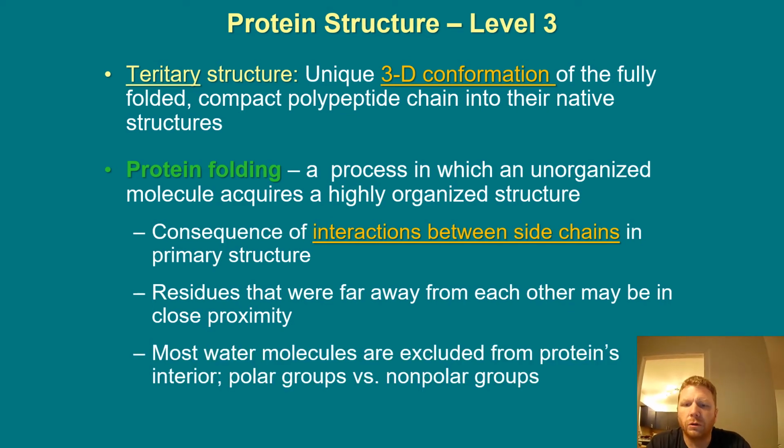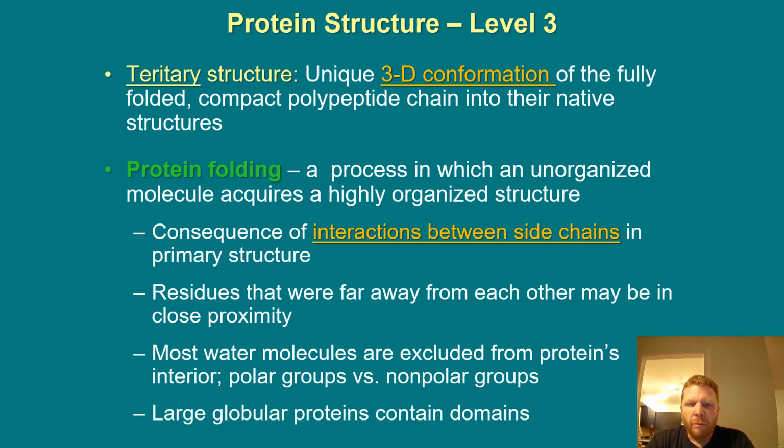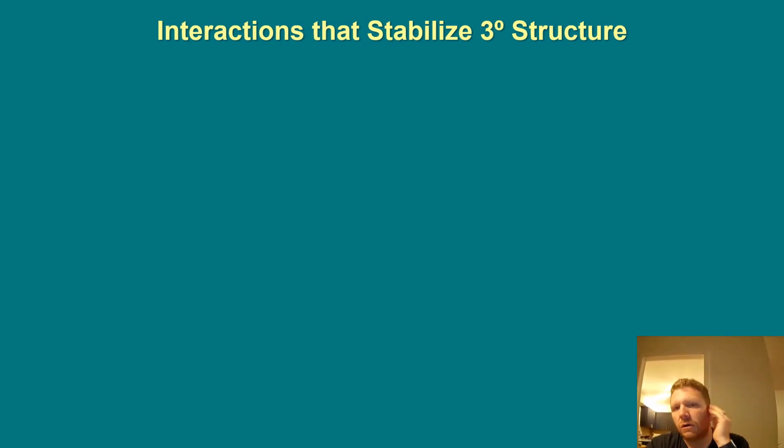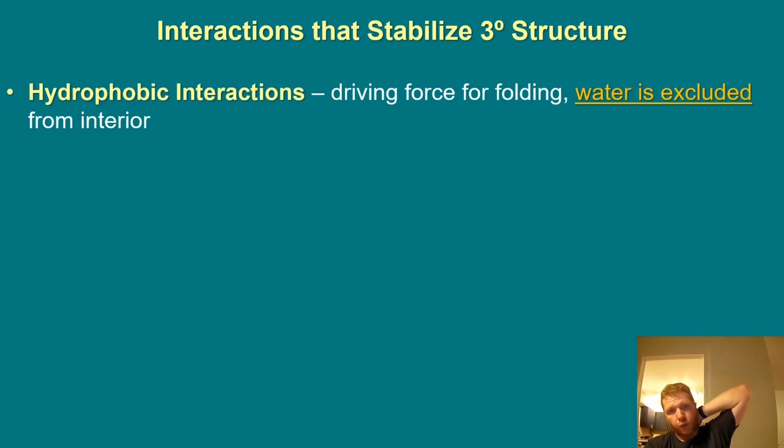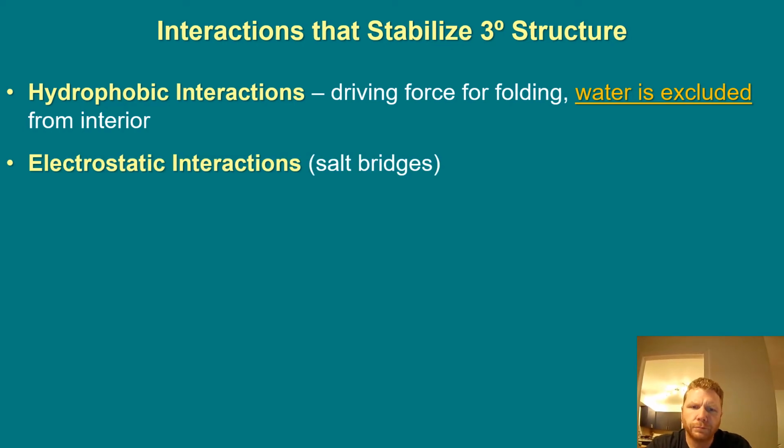Now, most water molecules are going to be excluded from the interior of the protein, and that's just a consequence of the presence of polar groups versus nonpolar groups. There are going to be lots of nonpolar groups at the center of a protein. So large globular proteins are going to basically be broken down and organized into things that are known as domains. So, interactions that are going to stabilize your tertiary structure: hydrophobic interactions. These are going to be the driving force behind protein folding. They're going to exclude water from the interior of a protein.